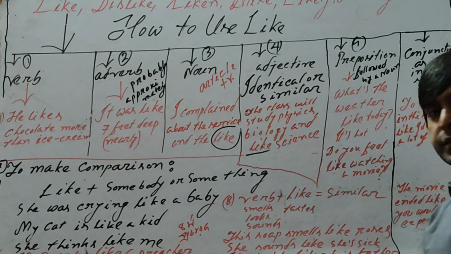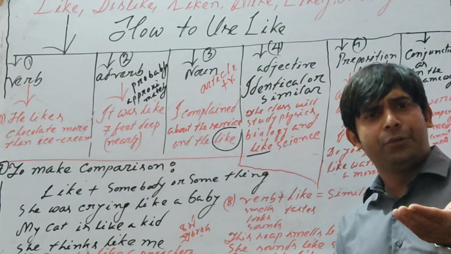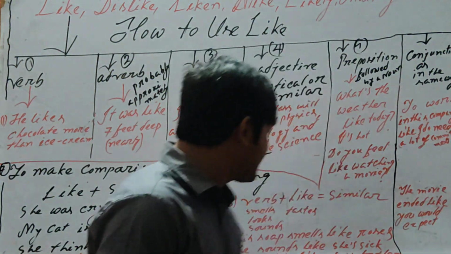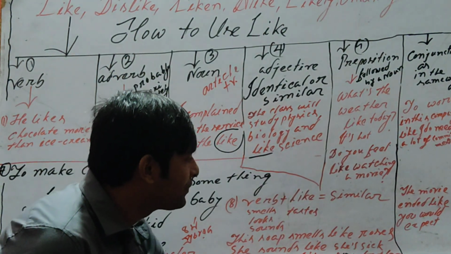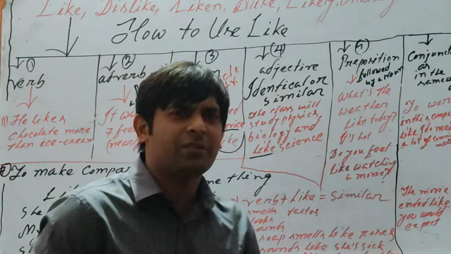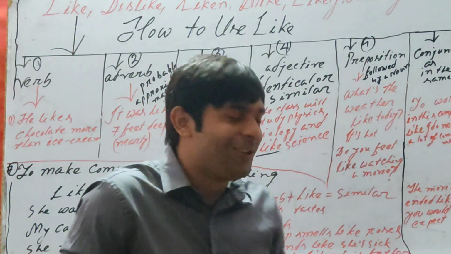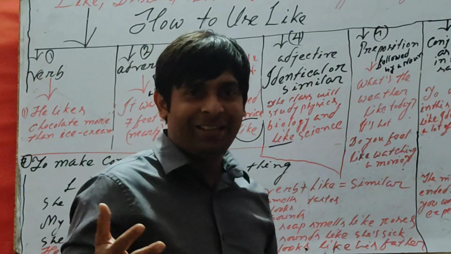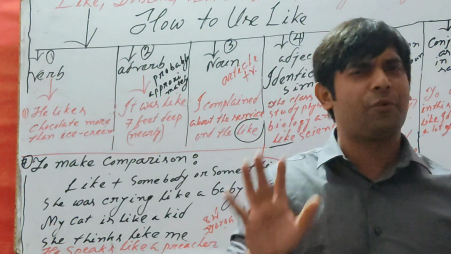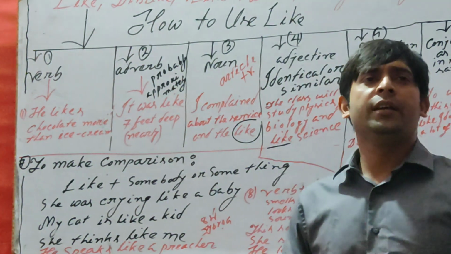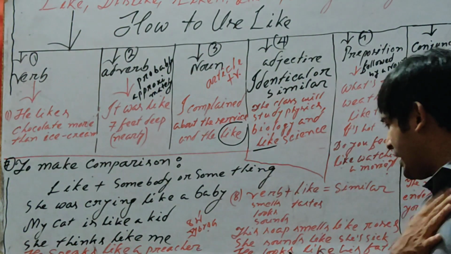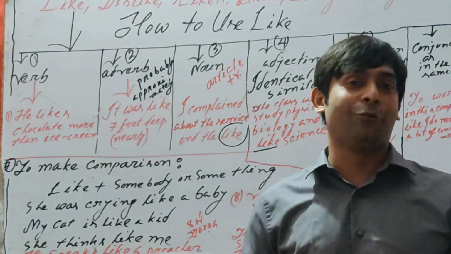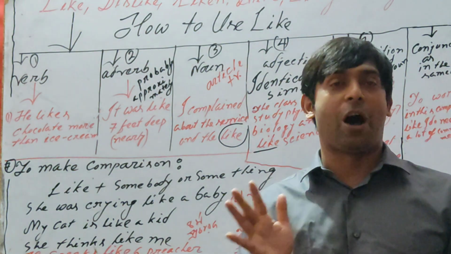This soap smells like roses. The next example: she sounds like she's sick. I sound like I'm sick. And the last one: he looks like his father. That's a very common example, and it's known to all. I can say I look like my father, and this is absolutely true. I look like my father. There is no doubt.